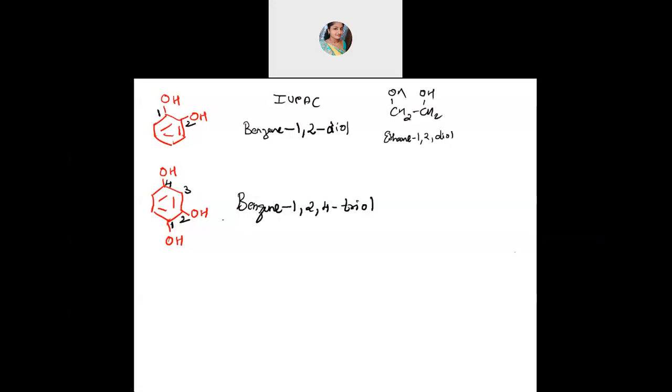Okay, now enough of phenols. We'll go for the ether part. This was regarding phenols. Now we'll understand what are ethers. Have you all written this down? Write this down. This is not there in your book, so quickly write this down.